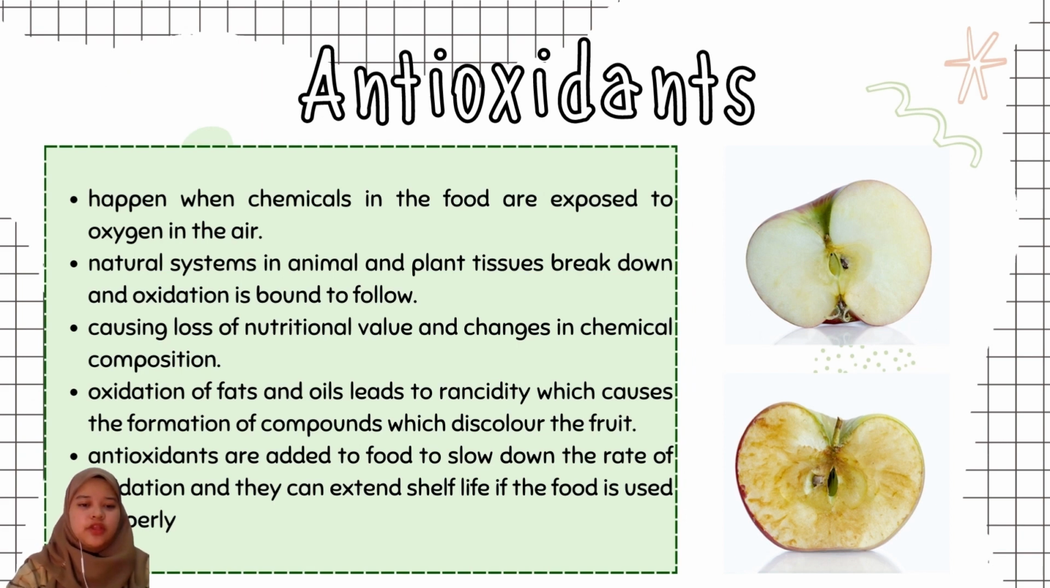The conclusion on antioxidants: oxidation reactions happen when chemicals in food are exposed to oxygen in the air. In natural conditions, animal and plant tissues contain their own antioxidants, but in foods, this natural system breaks down and oxidation is bound to follow. Oxidation of food is a destructive process, causing loss of nutritional value and change in chemical composition. This can be seen when the apple changes from a fresh to a rotten one.